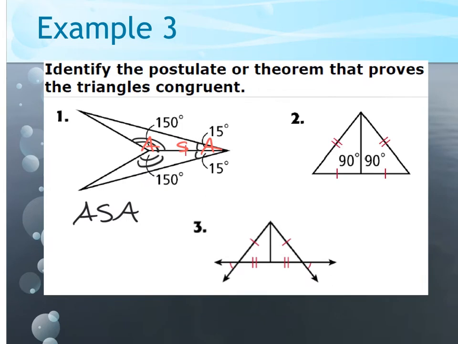The next one, I know it's not a little box, but they're telling me that this is 90 degrees here. So right away I can see that I have a right triangle. I can also see that my hypotenuses have marks, and so do my legs. So I can show that these two triangles are congruent by hypotenuse leg.